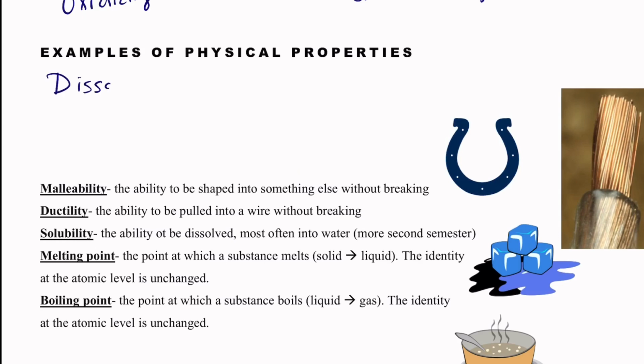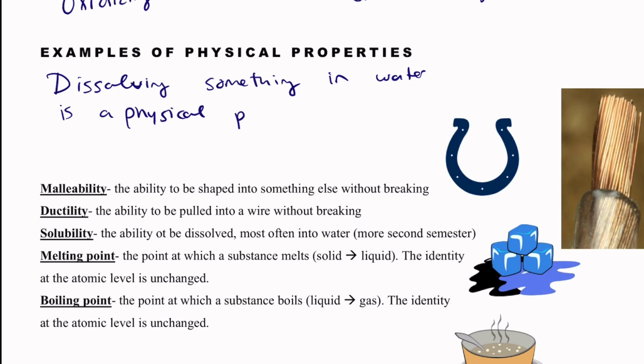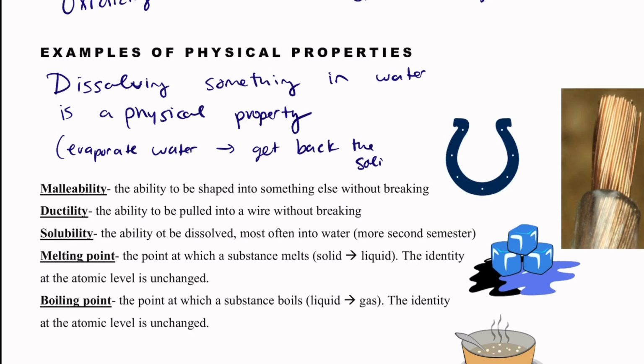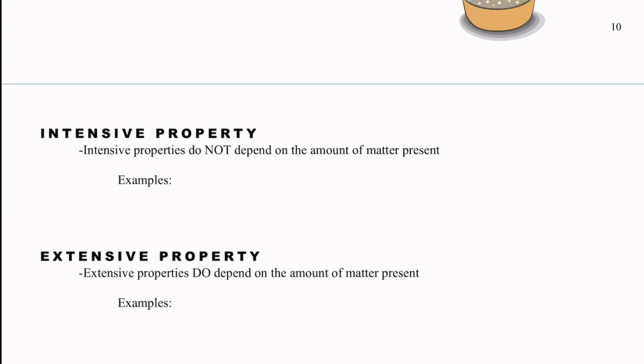and I want you to write this down because a lot of students get this wrong. Dissolving something in water is a physical property. Okay, this is because if I evaporate the water, you get back the same solid. Okay, melting point and boiling point, freezing point, a lot of different things. Those are also physical properties.